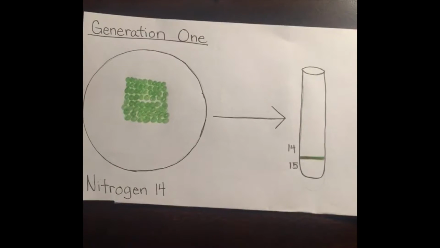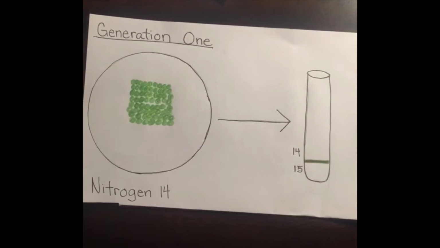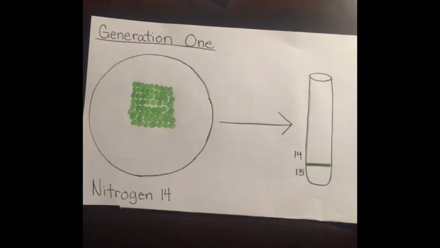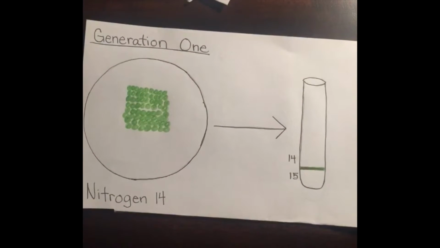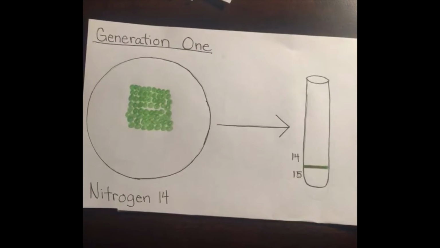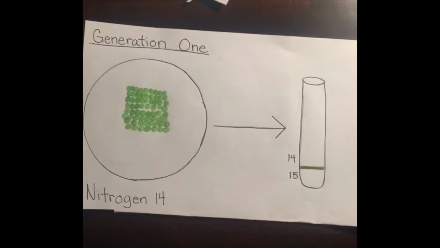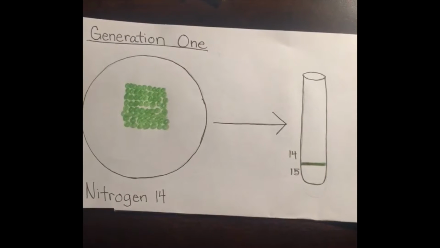The bacteria was then transferred to a medium containing nitrogen-14. After 20 minutes, a new sample was centrifuged. This first generation produced a single band in between where the 14 and 15 band would occur.